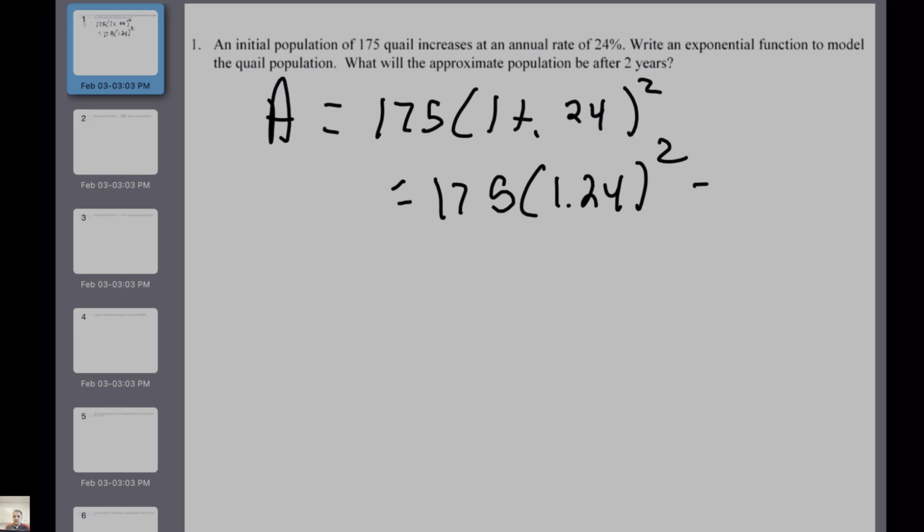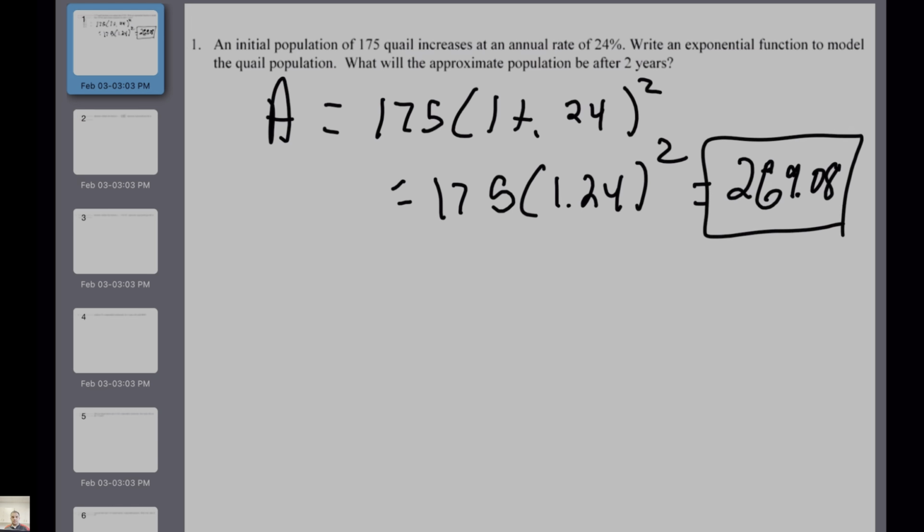It doesn't ask you to solve it. Oh, it does. Approximate the population. Grab a calculator. 175, parentheses, 1.24, squared, raised to the second power. So 269-ish. 269.08 is the exact answer. Okay.